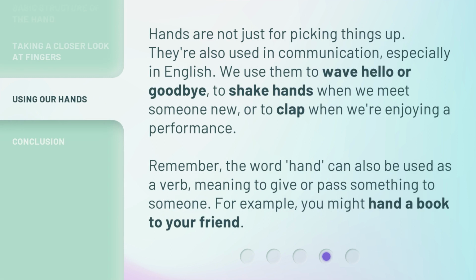Hands are not just for picking things up. They're also used in communication, especially in English. We use them to wave hello or goodbye, to shake hands when we meet someone new, or to clap when we're enjoying a performance. Remember, the word hand can also be used as a verb, meaning to give or pass something to someone. For example, you might hand a book to your friend.